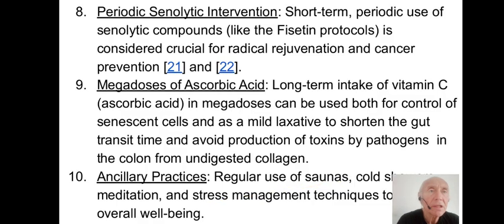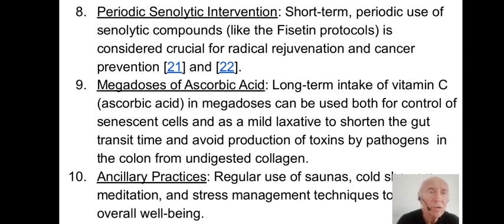Periodic senolytic interventions: short-term periodic use of senolytic compounds like fisetin protocols. It is the Mayo Clinic protocol. It is considered crucial for radical rejuvenation and cancer prevention. Okay, you can read publications. I use fisetin supplements daily in small doses, and a little bit larger doses once every 2 months for 1 day.